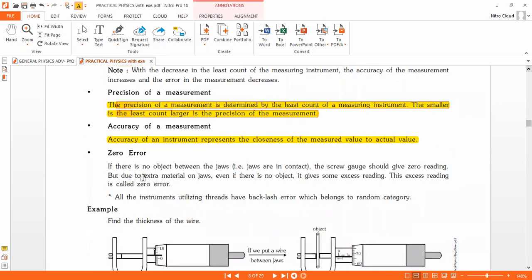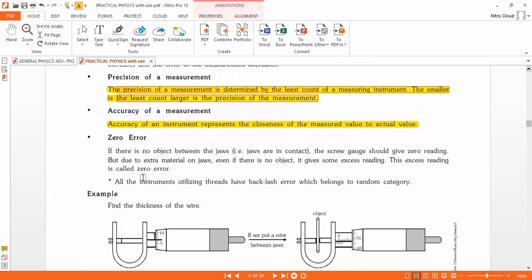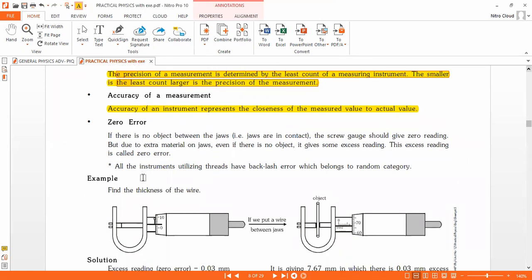Okay, next is zero error. Here we have three types of errors: positive error, negative error, and zero error. It is the same as in Vernier calipers. Suppose the total reading is plus 0.5. In order to correct it to zero error, the error must be negative, like minus 1.